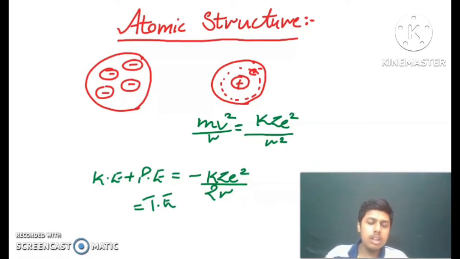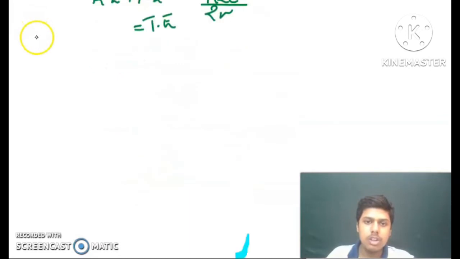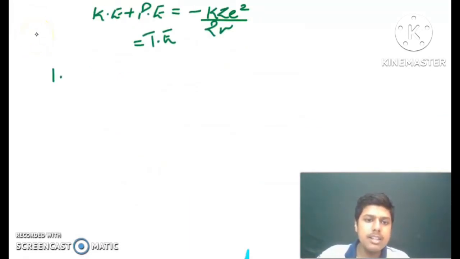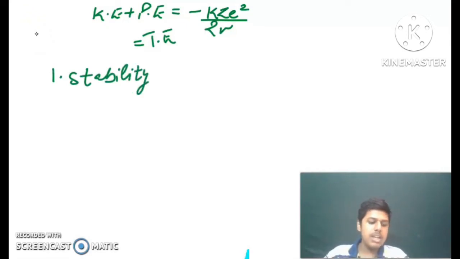Now there were certain defects found in Rutherford's alpha scattering model. First of all, let us see the two defects. The first one is regarding the stability of atom. Now see, regarding stability, an electron moving in a circular orbit around the nucleus is accelerating, and according to electromagnetic theory, it should therefore emit radiation continuously. That means it should lose energy. Thereby the radius should decrease continuously and the electron would spiral down into the nucleus. But this does not happen.